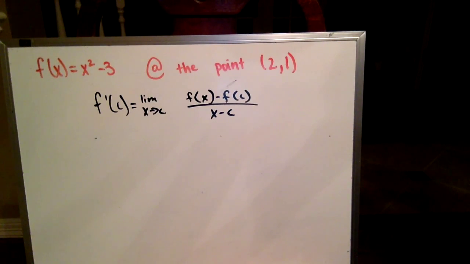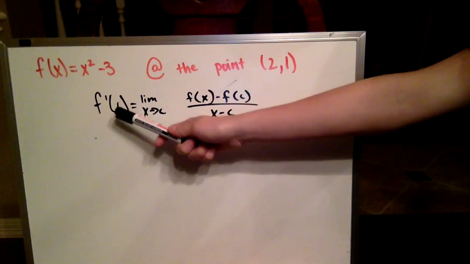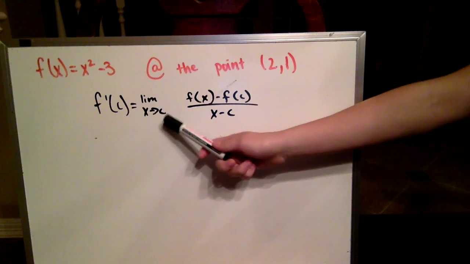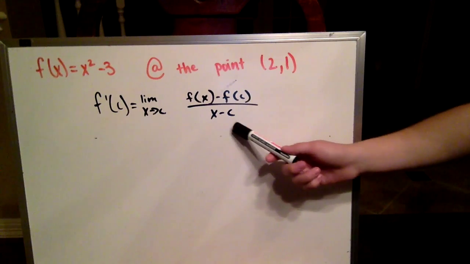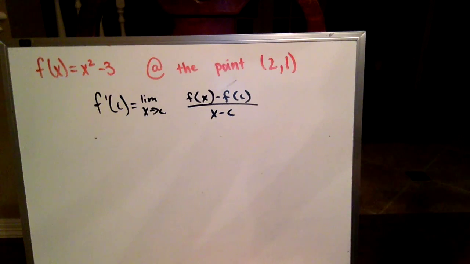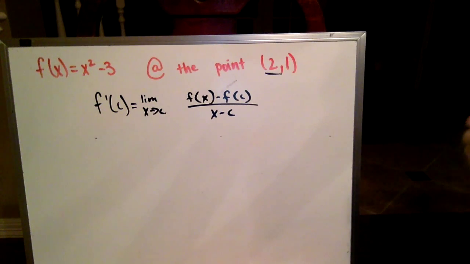This is going to be our example to find the derivative at a point. So your f of x equation is going to be x squared minus 3, and you're looking for it at the point 2, 1. So here's your definition again. F prime of c equals the limit as x approaches c of f of x minus f of c, all over x minus c. Since we're looking for c, c is always going to be your x value, so in this case it's going to be the 2.